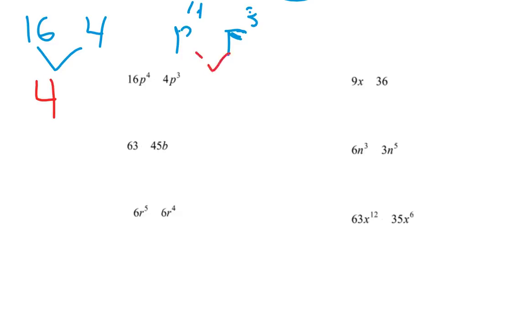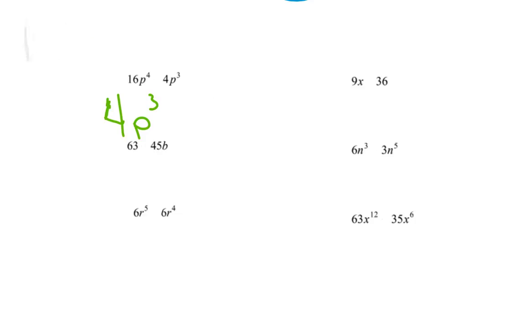For my variables, I see they both have a factor of p. And really all I'm looking for is the one that has the least amount of p's. So my greatest common factor would be p to the 3rd. If I put those together, I would have 4p to the 3rd. So when I'm looking at coefficients and variables, I'm looking at what is the coefficient that's the greatest common factor, and then for variables, what's the greatest common factor.